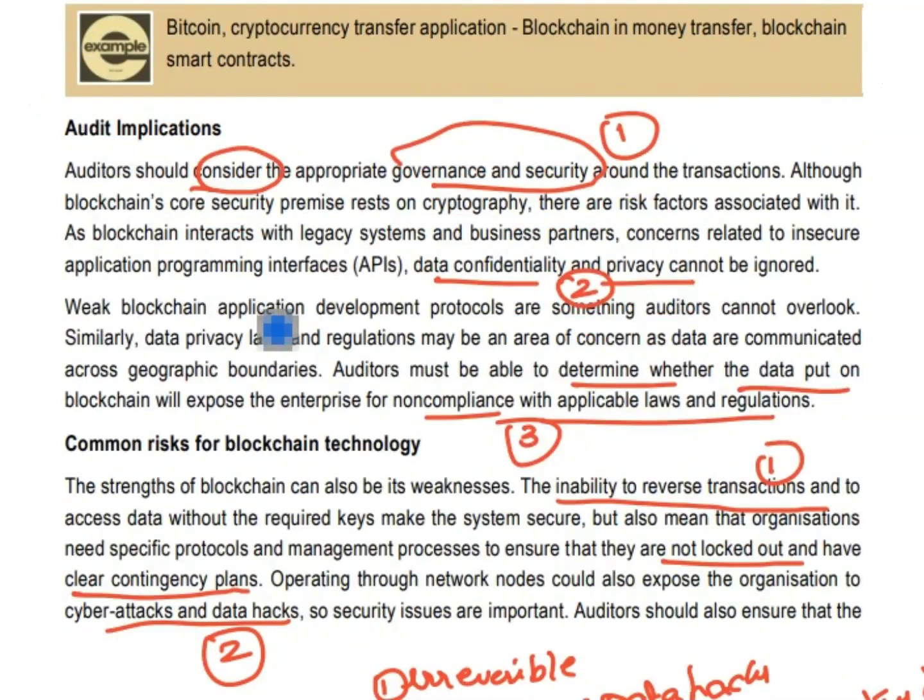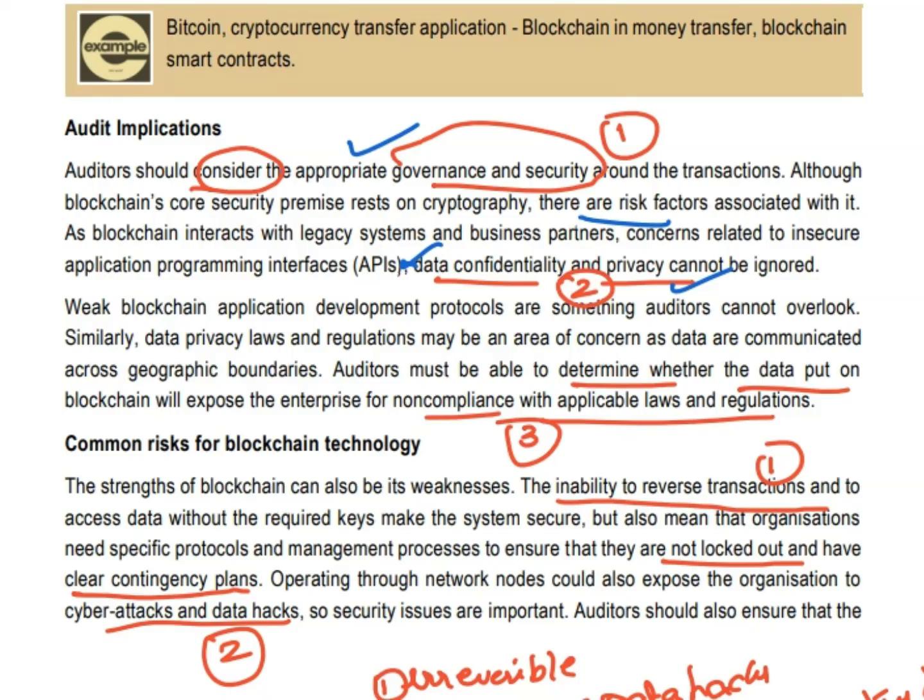Next, what are the auditor's implications? The first one the auditor has to consider is the governance and security around the transactions. There are other risk factors, so you have to be concerned about the governance and the security around the transactions. Then don't forget about data confidentiality and privacy.